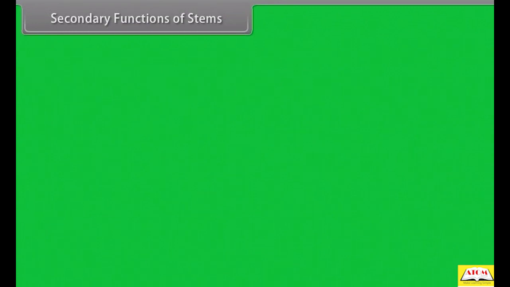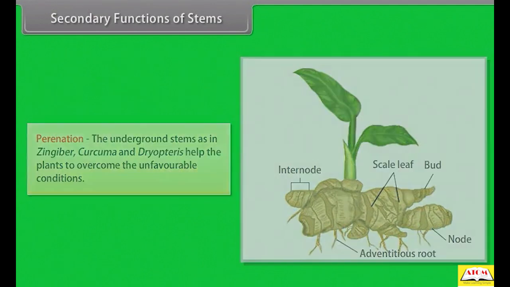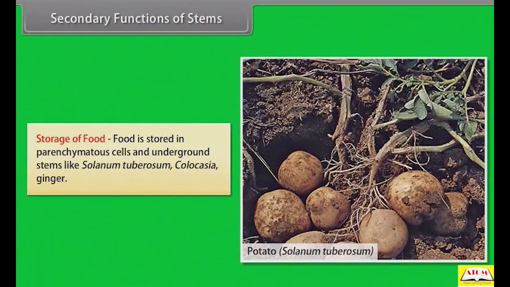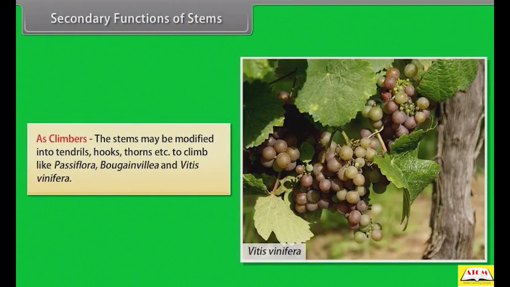Secondary functions of stems. Perenation. The underground stems, as in zingiber, curcuma, and Dryopteris, help the plants to overcome unfavorable conditions. Storage of food. Food is stored in parenchymatous cells in underground stems like Solanum tuberosum, Colocasia, and ginger. As climbers, the stems may be modified into tendrils, hooks, thorns, etc. to climb, like Passiflora, Bougainvillea, and Vitis vinifera.